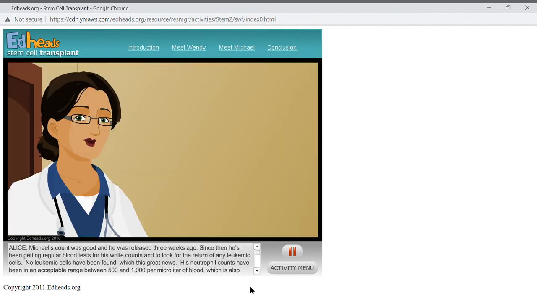Michael's count was good, and he was released 3 weeks ago. Since then, he's been getting regular blood tests for his white counts and to look for the return of any leukemic cells. No leukemic cells have been found, which is great news. His neutrophil counts have been in an acceptable range between 500 and 1,000 per microliter of blood, which is also good news. Today, Michael is in for a follow-up physical and blood count.